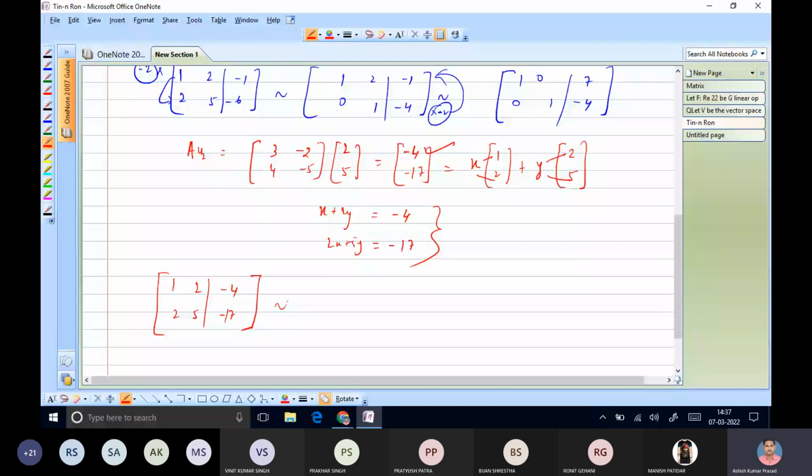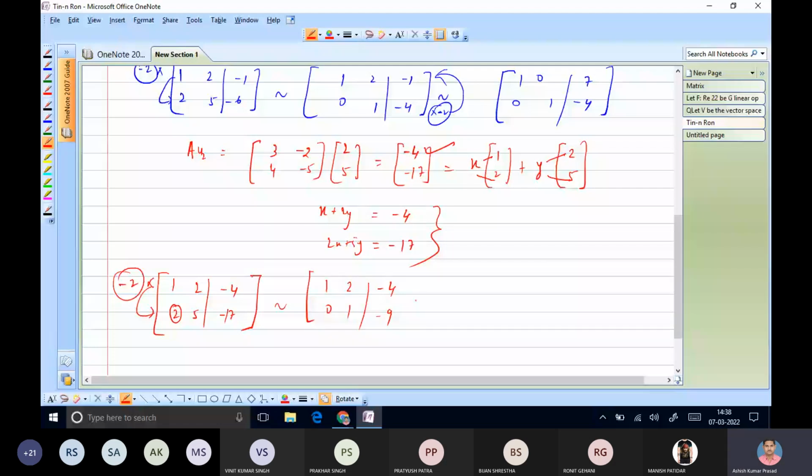Right? So see here, I have 2, so I will multiply minus 2 to the first row and add it to the second row. So 1, 2, minus 4, and minus 2 plus 2, 0. Here minus 4, 5 minus 4 is 1. 8 minus 17, 17 minus 8 is 9. So minus 9.